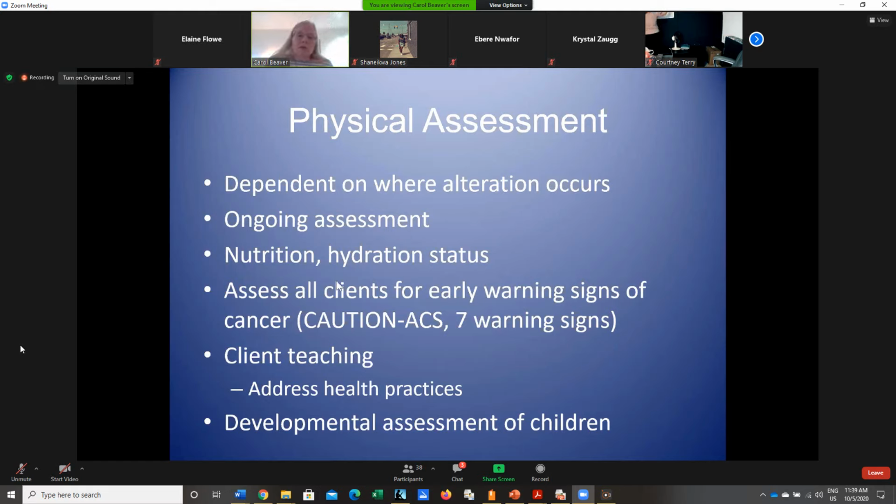So let's see, the client teaching, we're going to address health practices and developmental assessment of children as part of assessment. We're going to assess for stress and coping abilities. We already mentioned that, really. And psychosocial support when we talked about the anticipatory grieving, as well as physiological signs and symptoms.